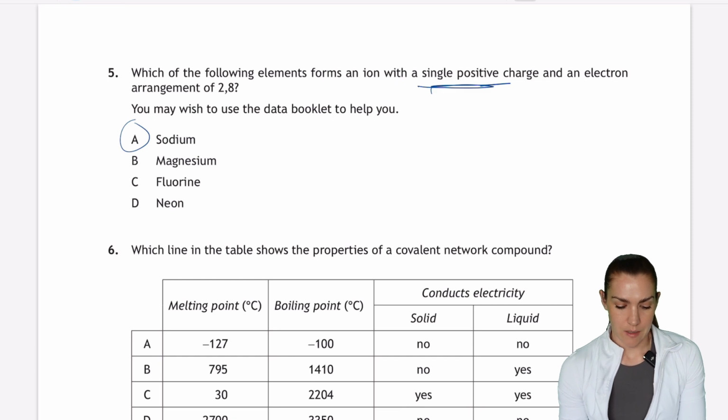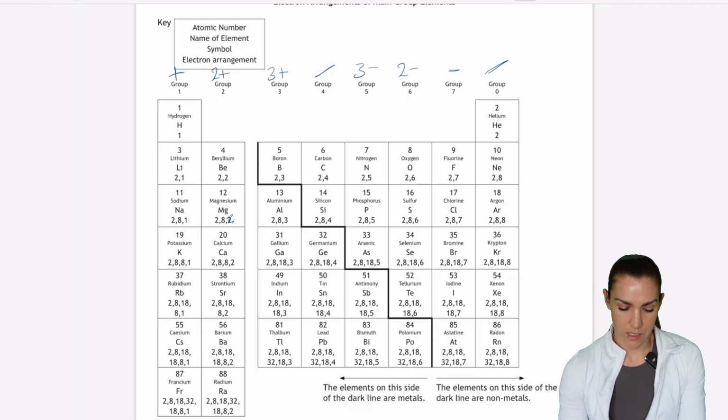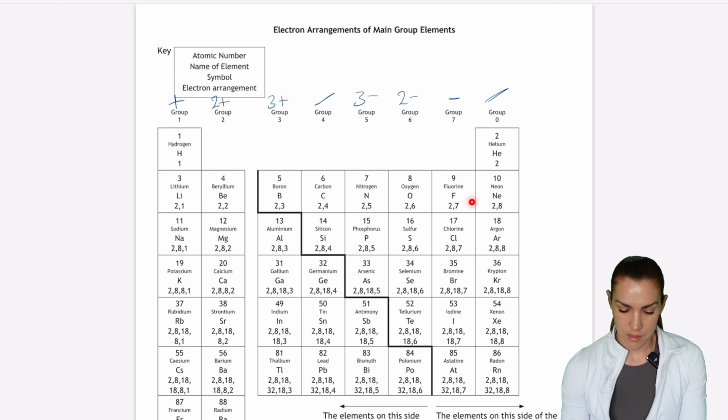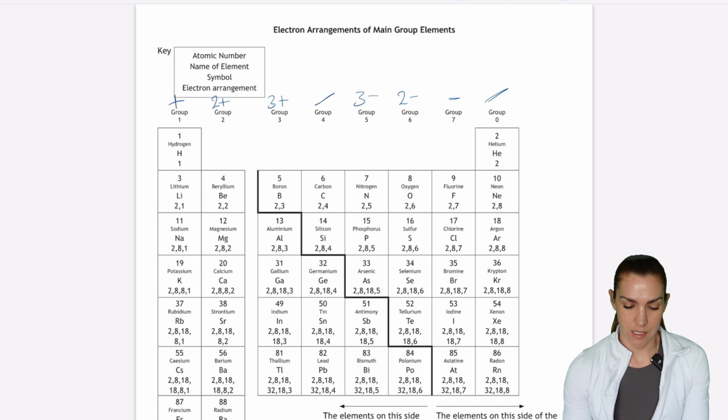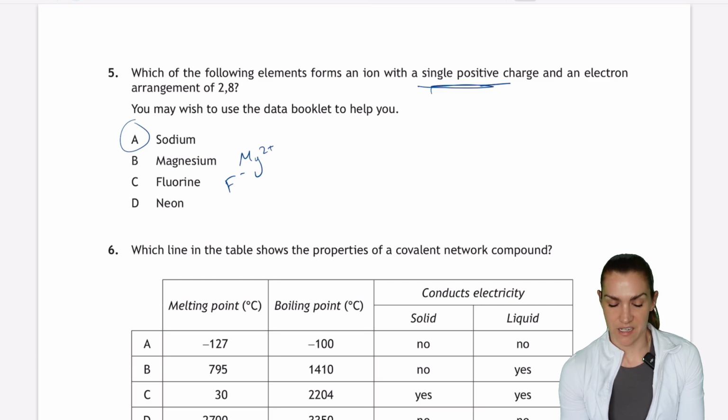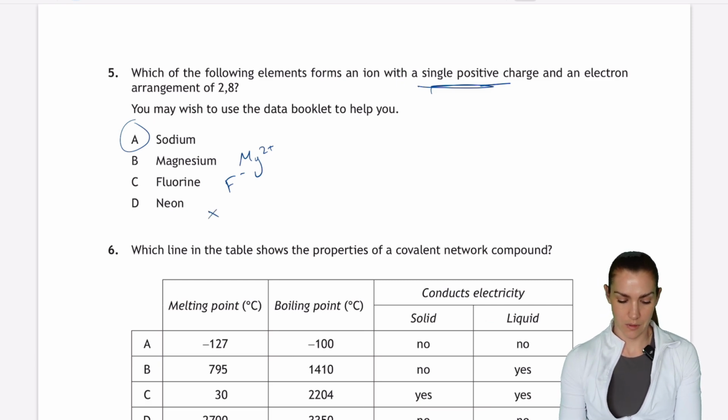Like I said, magnesium would end up being 2 positive because it has to lose 2 electrons to become a stable ion. Fluorine is in group 7, so it would gain 1 electron to get a stable electron arrangement and become a 1 negative charge ion. So it would be F minus, and neon doesn't form any ions, so that's not possible.